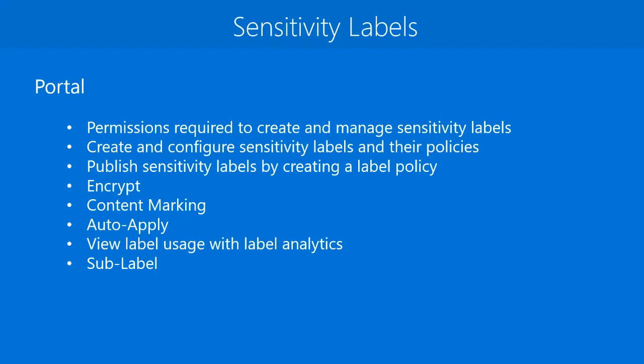Sensitivity labels also provide features to allow and deny offline access. So whenever you are sending content outside your organization, you can define whether that particular content should be allowed for offline access or not.